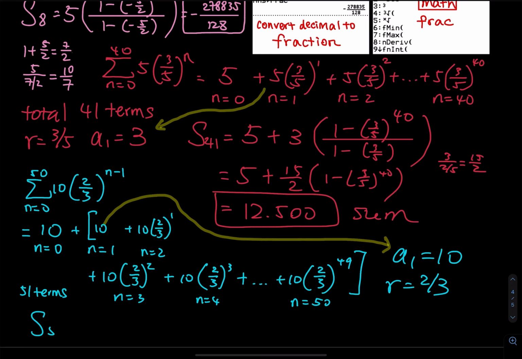So S of 51 is equal to, we bring the 10 over, and then we have a1. So a1 is 10, and then we multiply 1 minus 2 over 3 to the 50 power, and then 1 minus 2 over 3. And then using the technique I taught over there, you should be able to get the sum.